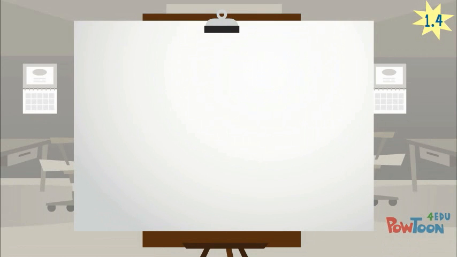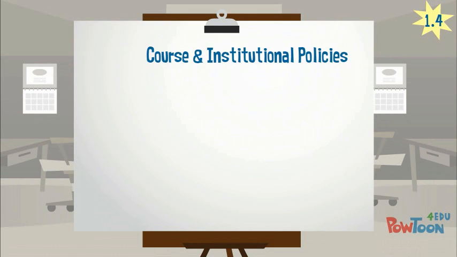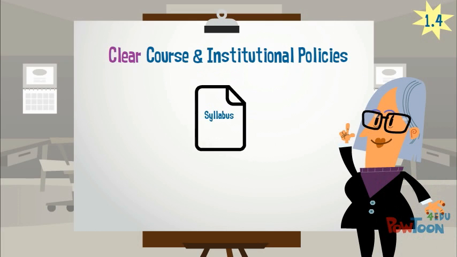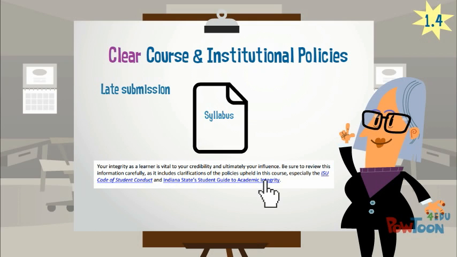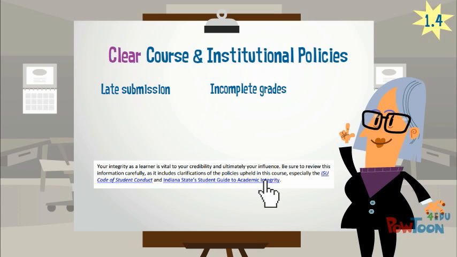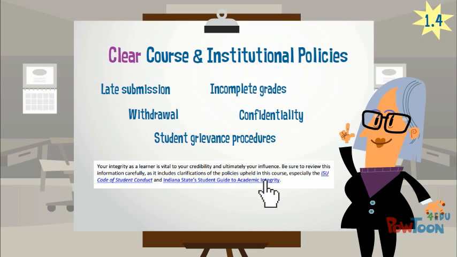1.4 standard explains that up-to-date course and institutional policies need to be clearly stated because students are expected to comply with them. Faculty can either include these policies in the syllabus or a link to them can be provided within the course. Policies may detail student conduct, academic integrity, late submission of assignments, incomplete grades, withdrawals, confidentiality, student grievance procedures, and other instructor-established policies.